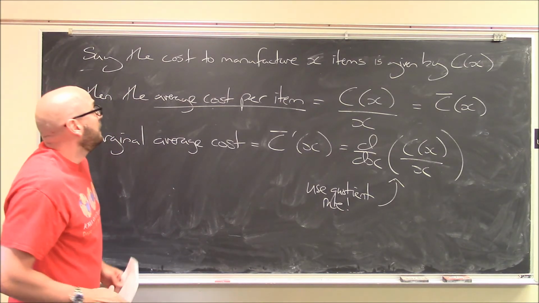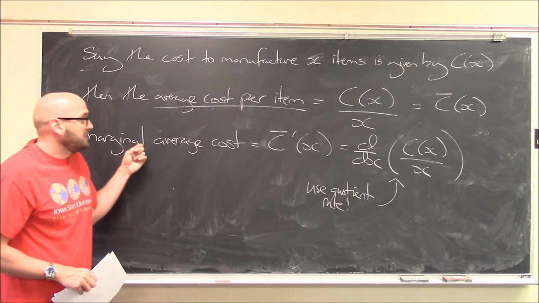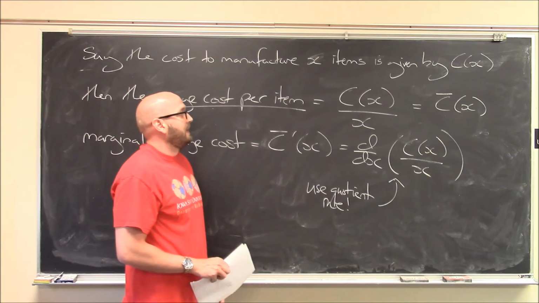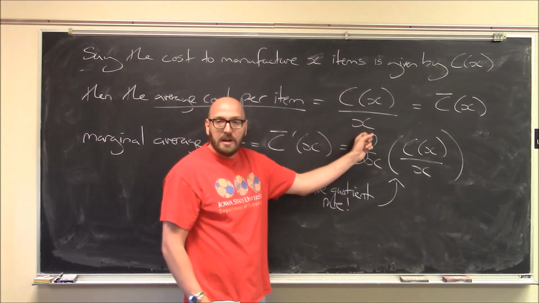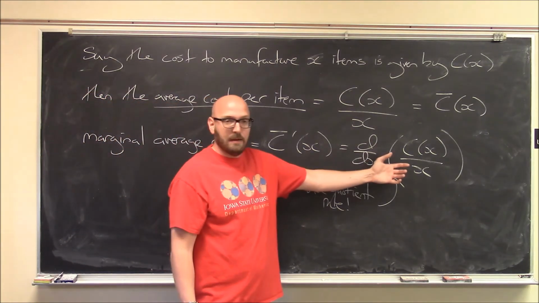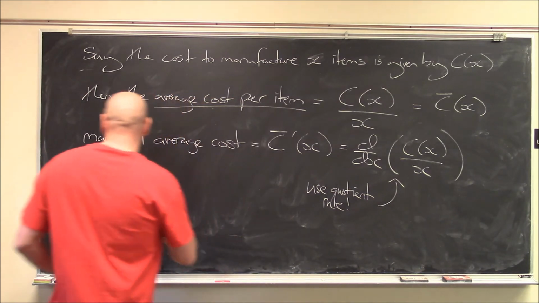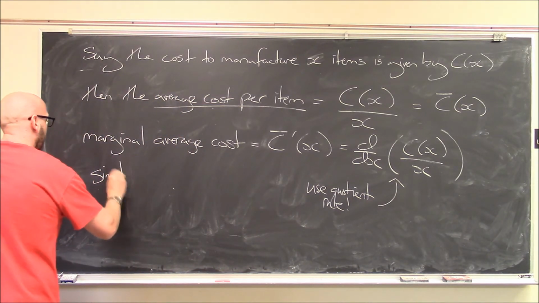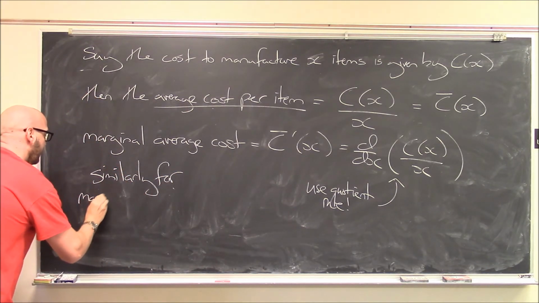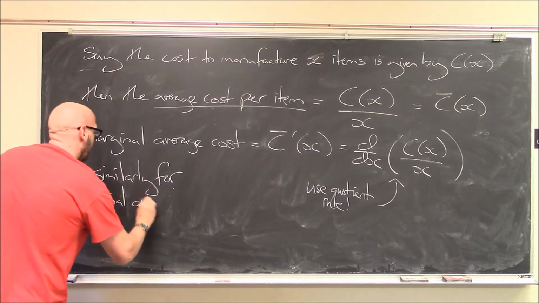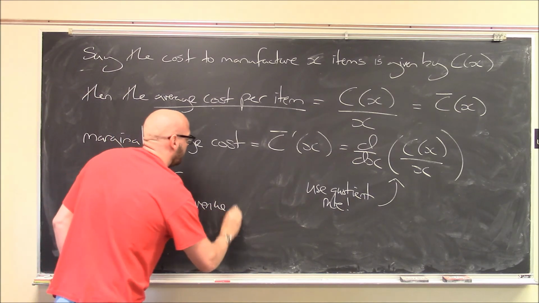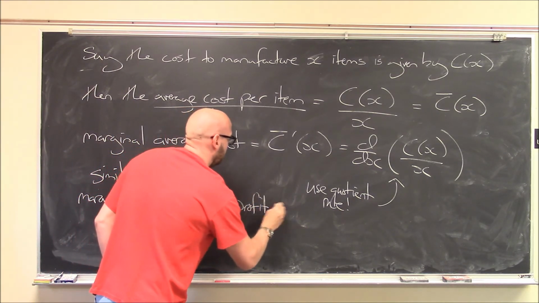And completely similarly, you might be asked to find the marginal average profit or marginal average revenue. So to find average revenue, you take revenue divided by X. And then to find marginal average revenue, you would differentiate the average revenue. And again, using the quotient rule. So similarly for marginal average revenue, profit, etc.